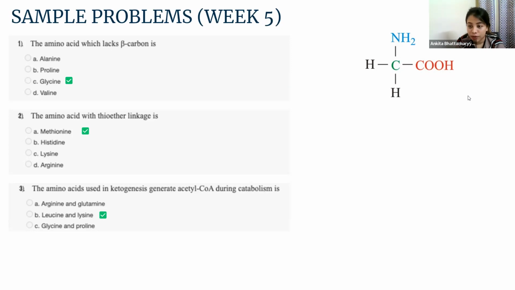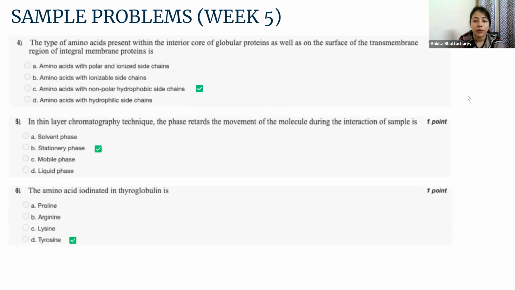Leucine and lysine are the two amino acids that are present. And then we have the type of amino acids which are present within the interior core of globular proteins as well as on the surface of the transmembrane region of integral membrane proteins. Let me just go through the question one more time.